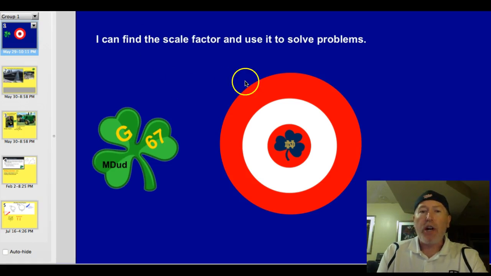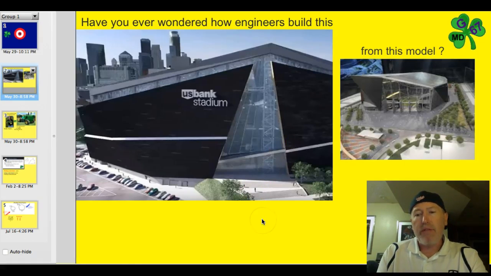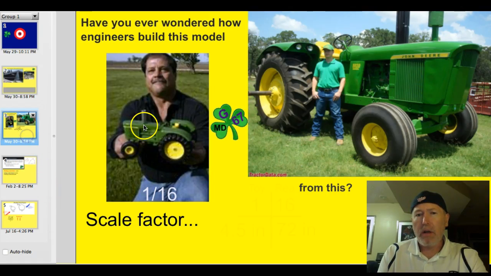Tonight, officially, our target is I can find the scale factor and use it to solve problems. Let's do this thing. Have you ever wondered how engineers build this beautiful stadium, giant, from this small model or from a blueprint? Or how engineers build this model from this giant tractor? Well, if you have, you've thought about scale factor. For example, this model is 1/16th the size of this tractor. Or we can look at it this way. This tractor is 16 times larger than this model.